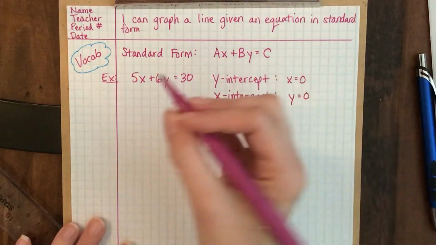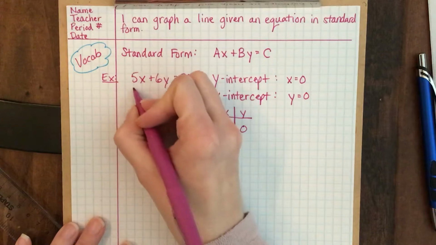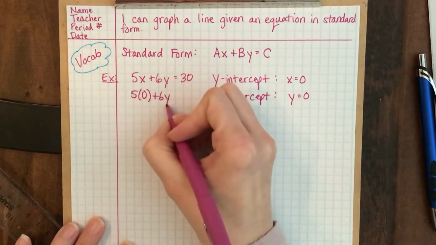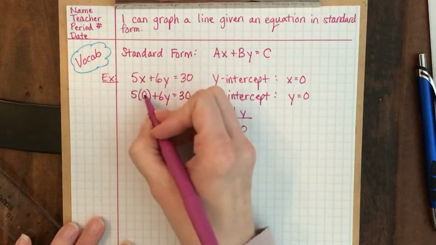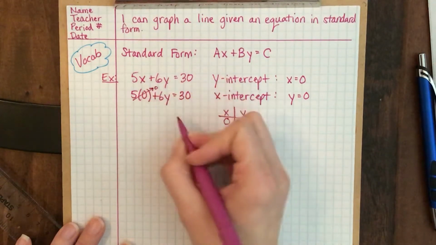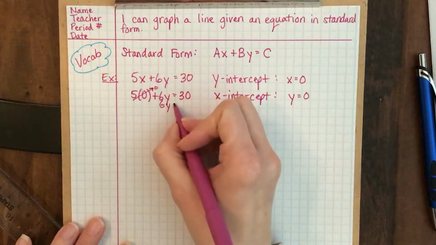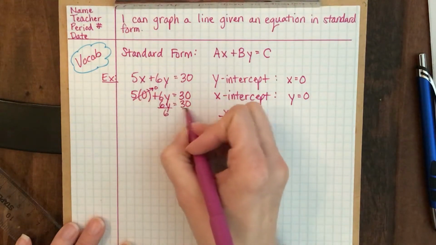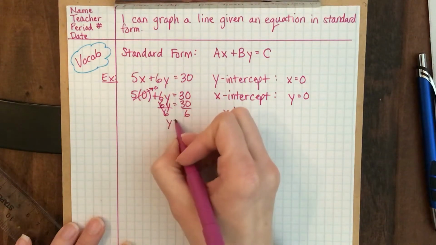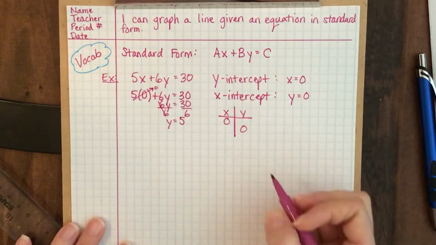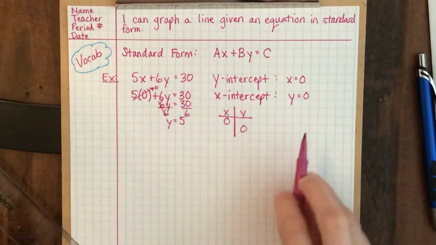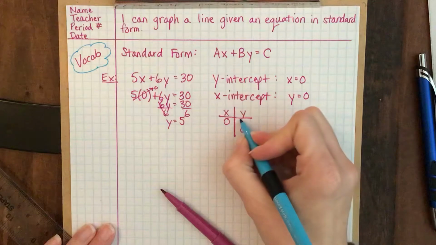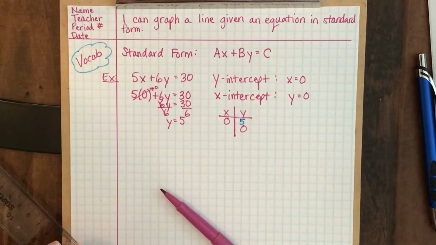So I'm going to start with that first one. We're going to plug in 0 for x. So this will be 5 times 0 plus 6y is equal to 30. This is 0, so we're left with 6y is equal to 30. Then I'm going to divide both sides by 6, and I get that y is equal to 5. So here's our y-intercept. That's where it's going to cross the y-axis. I'm going to fill this in right here. Our y-intercept is going to be 5.